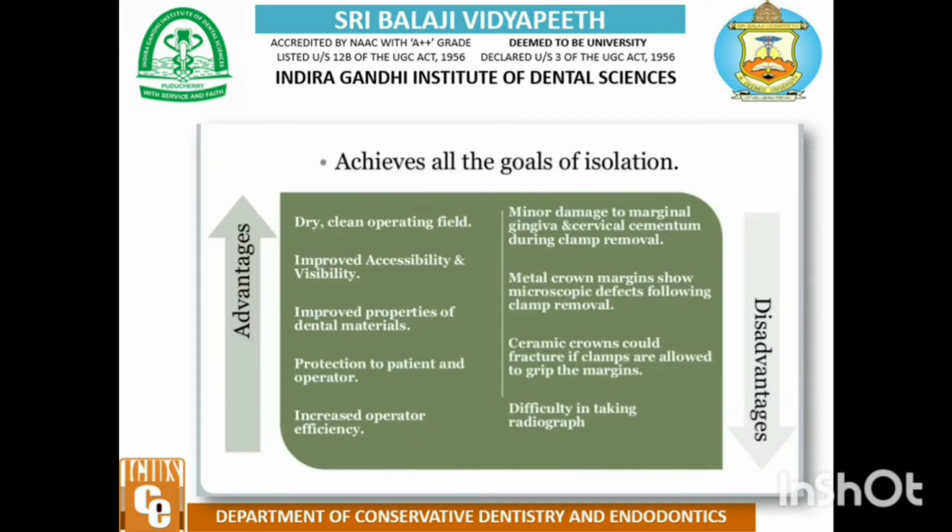Now, let's look in detail at the advantages and disadvantages of rubber dam. Advantages: dry, clean operating field, improved accessibility and visibility, improved properties of dental materials, protection to patients and operator, increased operator efficiency. Disadvantages: minor damage to marginal gingiva and cervical cementum during clamp removal. Metal crown margins show microscopic defects following clamp removal. Ceramic crowns could fracture if clamps are allowed to grip the margins. Difficulty in taking radiographs.